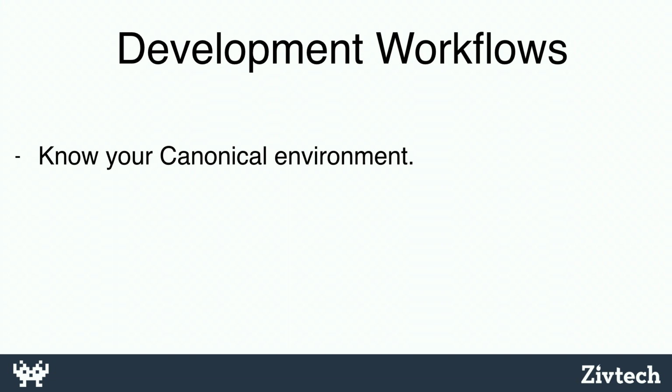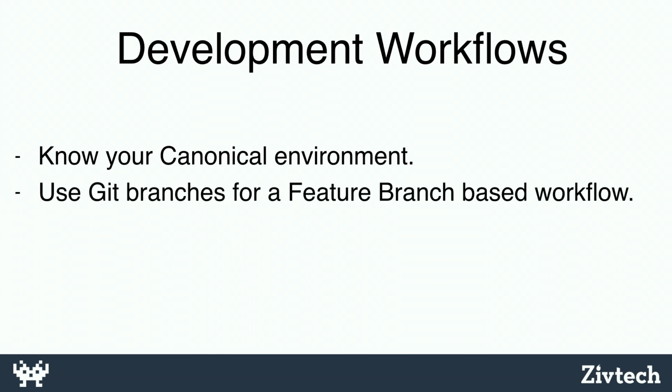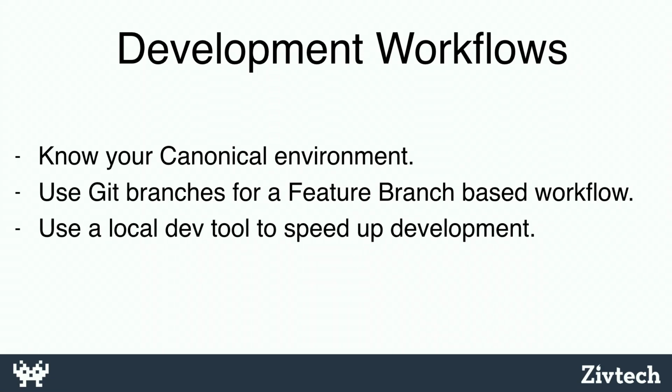Only bring your canonical database down from the canonical environment versus sending databases back up. You never want to send a database back up to the canonical, because then you could be overwriting changes that you don't have saved down yet. We're going to use Git branches for a feature branch-based workflow. Some of you may be doing this already, but I'll go over the basic concept here in a minute. We're going to use a local dev tool to speed up our development process. Some of you may be using a virtual machine or some sort of tailored tool already. I'm going to be going over a few of these tools here in a minute that can really help you both standardize and speed up your local development process.